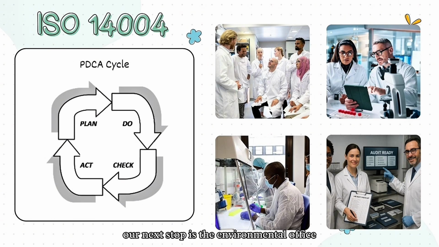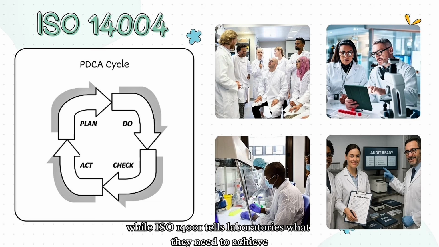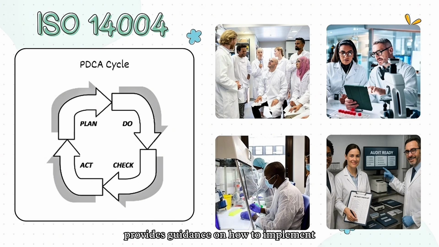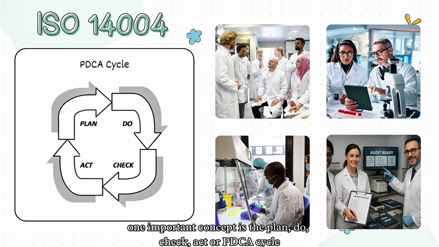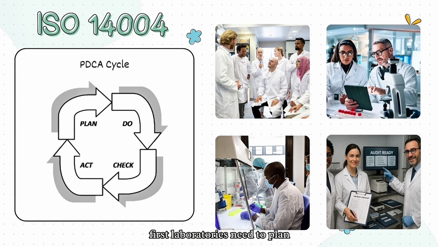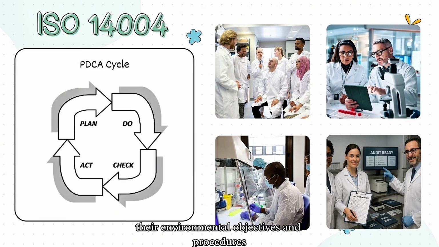Our next stop is the Environmental Office. While ISO 14001 tells laboratories what they need to achieve, ISO 14004 provides guidance on how to implement and continuously improve the environmental management system. One important concept is the Plan, Do, Check, Act, or PDCA cycle. First, laboratories need to plan their environmental objectives and procedures.